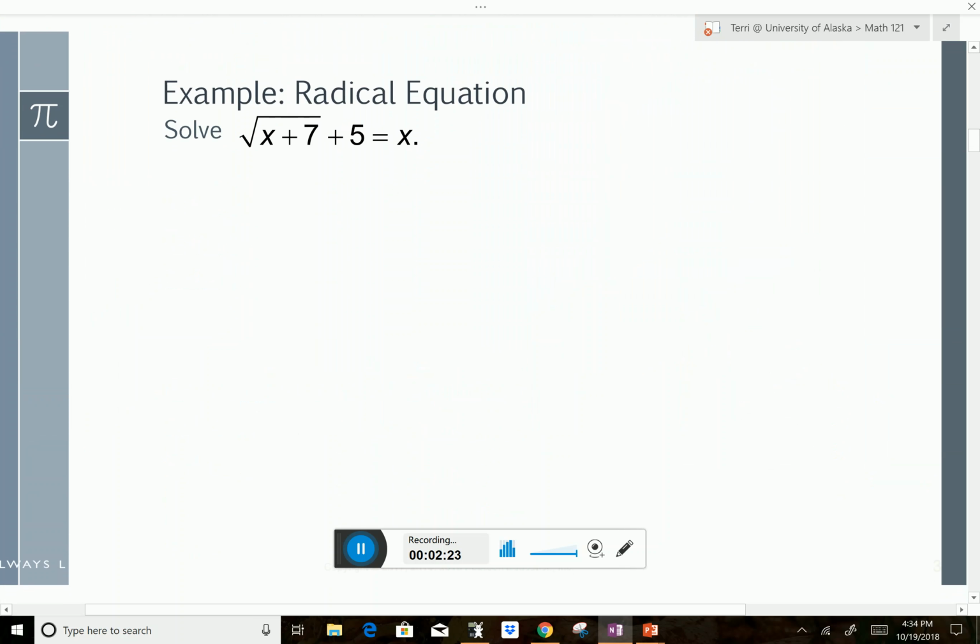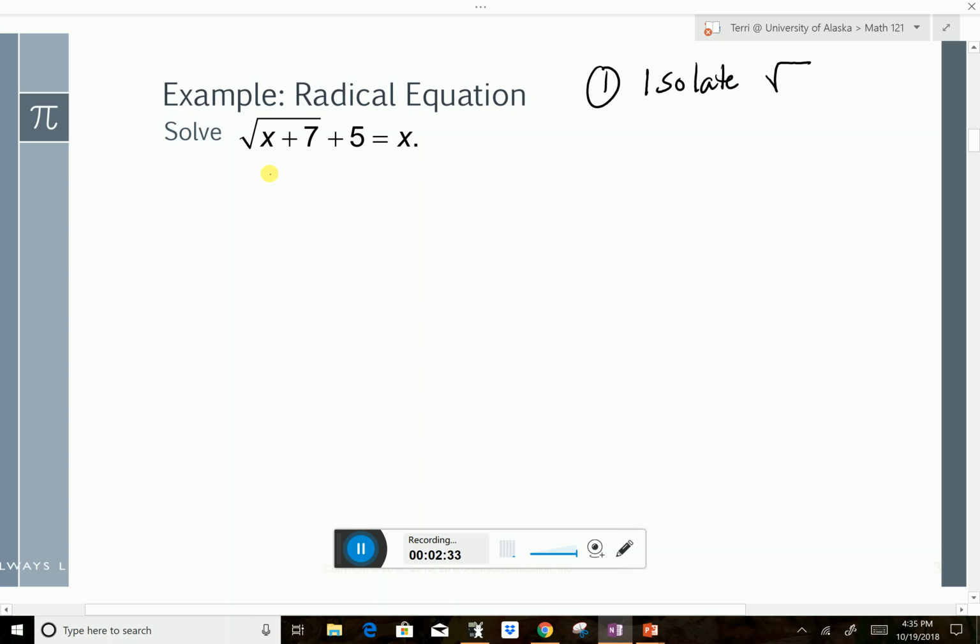So let's do this radical equation and you'll see. Let's start by step one, isolate the radical. To isolate it, we're just going to subtract 5 from both sides. Step two, in this case, it's the square root, so we square both sides.